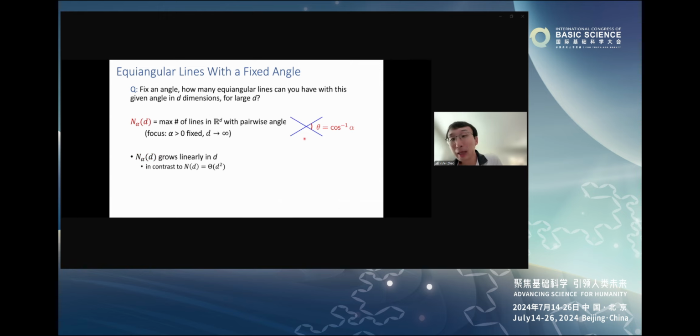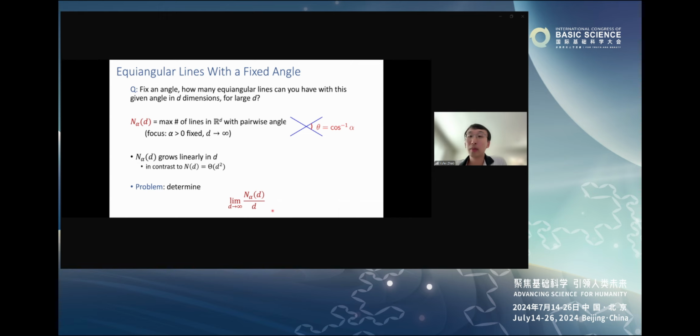It turns out that for a fixed angle, the number of lines grows linearly in the dimension, in contrast to the unrestricted angle case where the number of lines grows quadratically. And once you know that it grows linearly, the natural problem then is to determine the linear rate of growth. Right? What is the leading coefficient for this linear rate of growth?